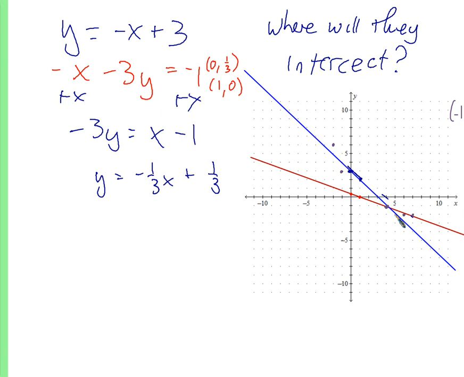Let's see. 4, negative 1 here. So negative 1 equals negative 4 plus 3. Yeah, you can see that checks out. 4, negative 1 in here. Negative 4 plus 3. That's negative 1. Because that works in both equations, what does that mean? That's where they intersect.